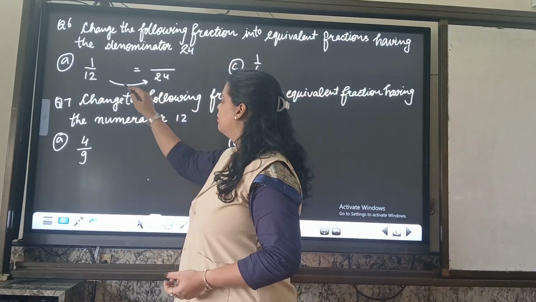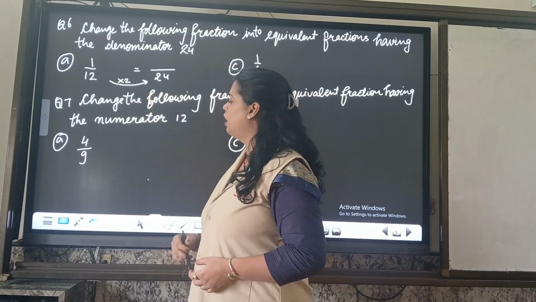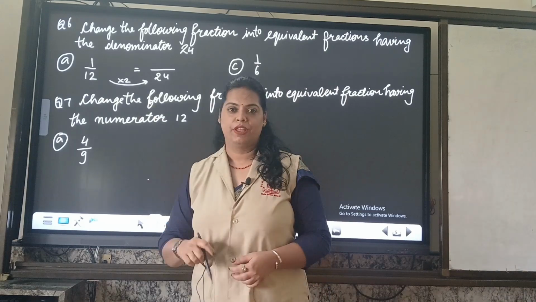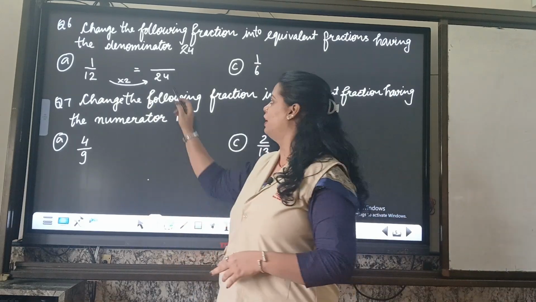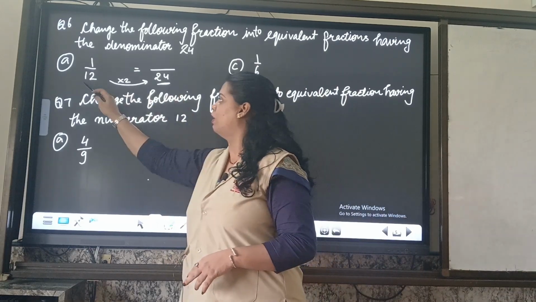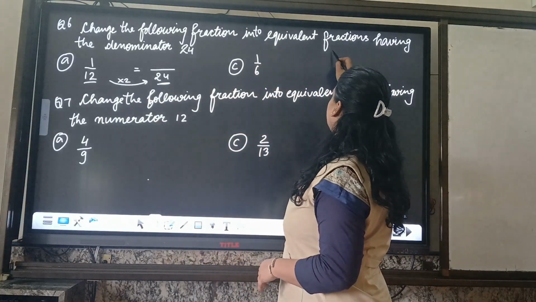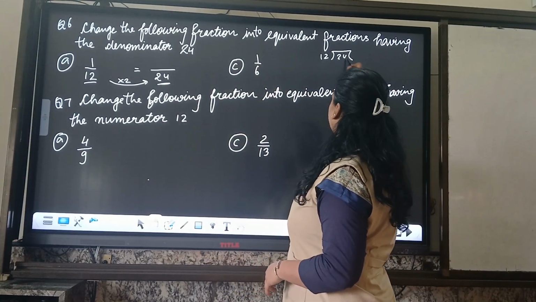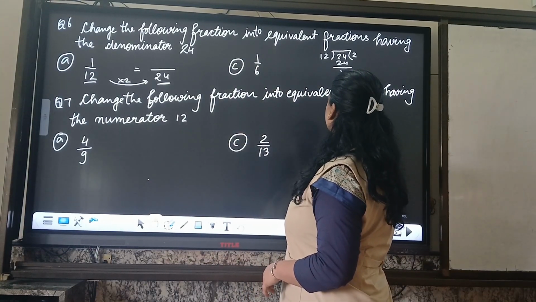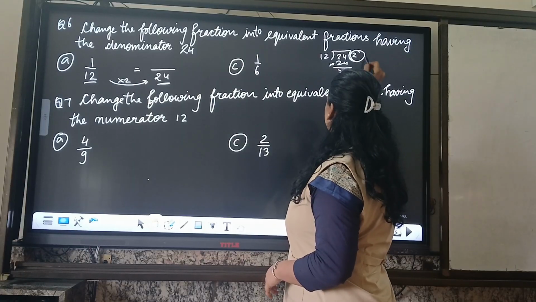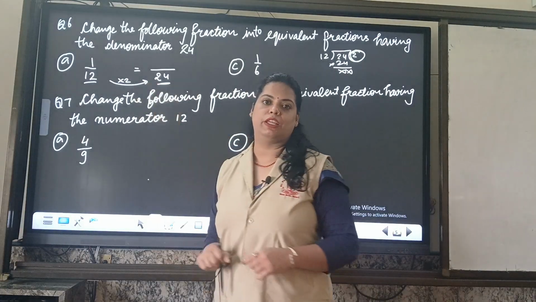We are going to take multiply by 2. How do I know which number should be there? I am doing one simple thing. I am dividing these two numbers, 24 and 12. If you divide 24 by 12, 2 times you will get. So this 2 should be there in multiplication.